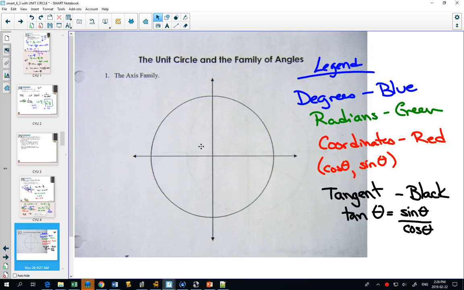So what we're going to do is split our unit circle up into families according to the reference angles. The first family that we're going to look at are all of the points on the unit circle, so we can label them, and I'll label the points in red. All of the points that end up on the axes, either the x-axis or the y-axis.